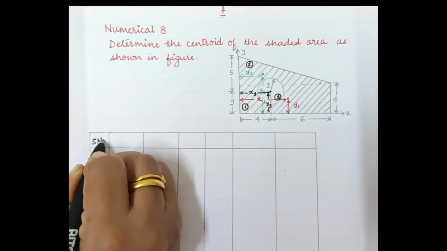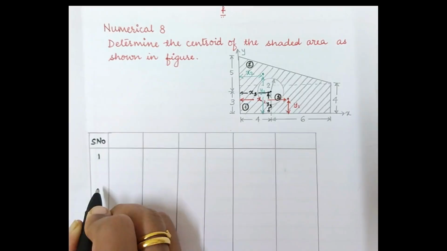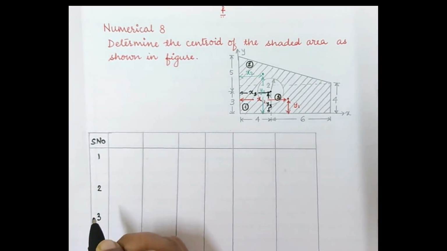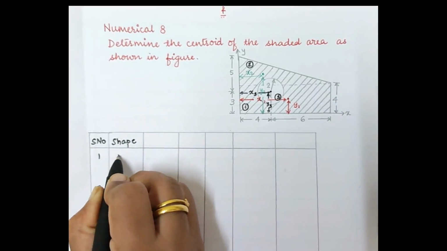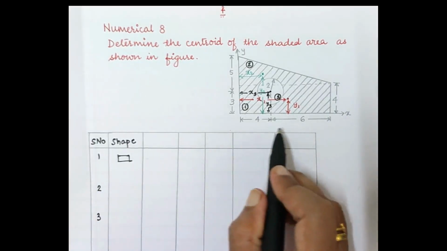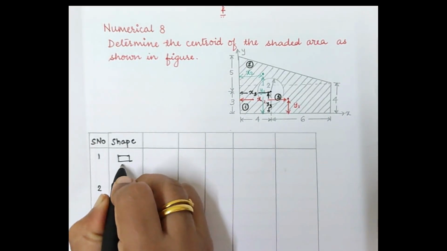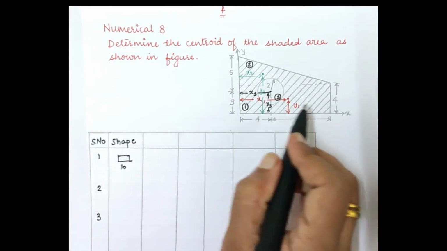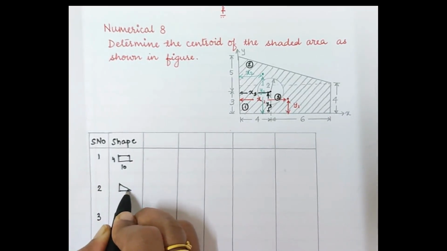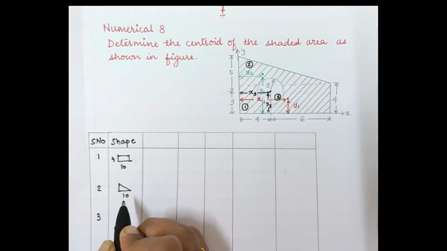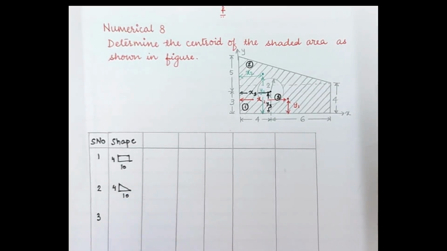Let's mention this as serial number. We'll mention it as 1, 2 and 3 for the three different figures. Let's put the shape over here. The first one we have is a rectangle. The length of the rectangle is 10, whereas the height of the rectangle is 4. Secondly, we have a right angle triangle. The base we have as 10 and the height we have as 4. Thirdly, we go ahead with the circle. For the circle, we have the radius as 2.